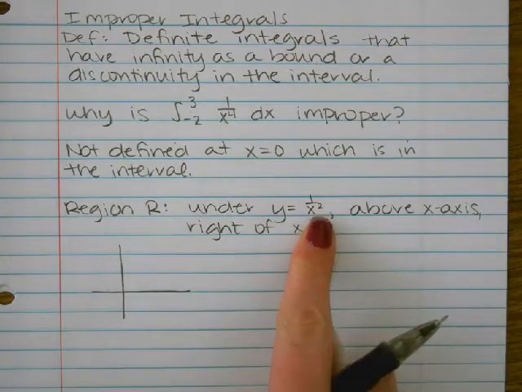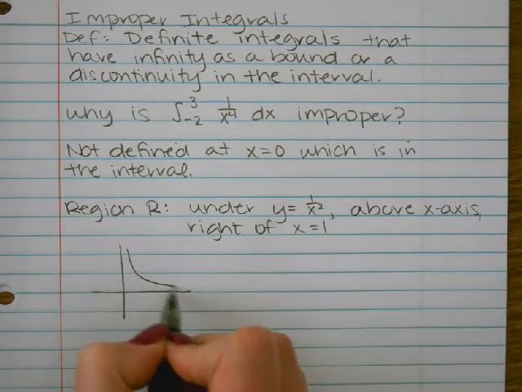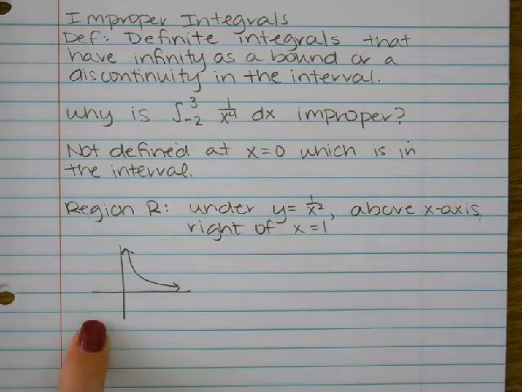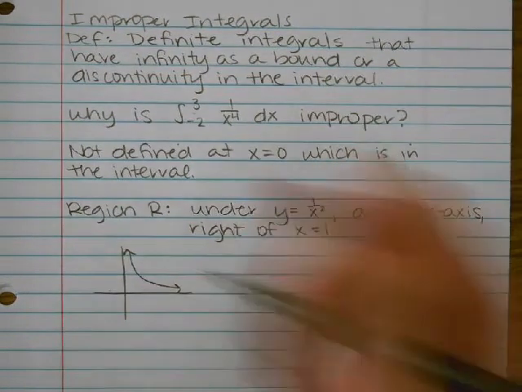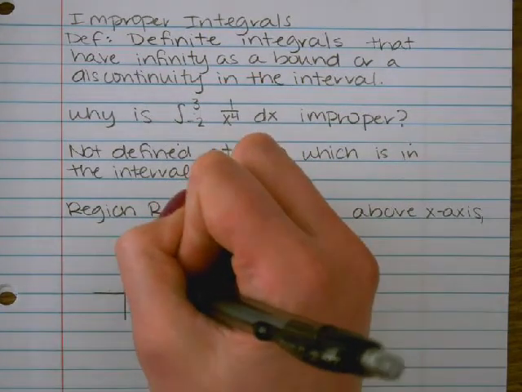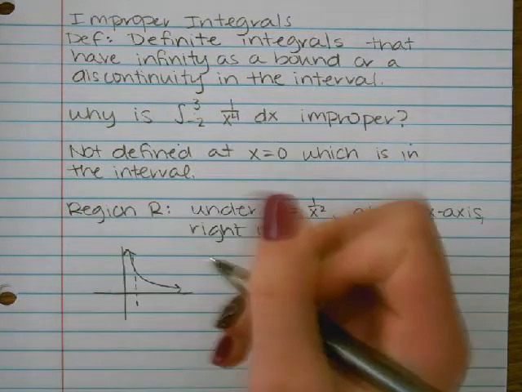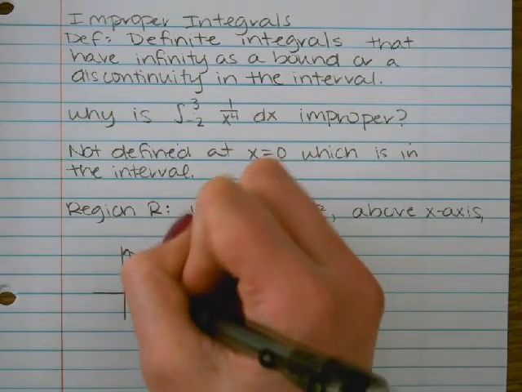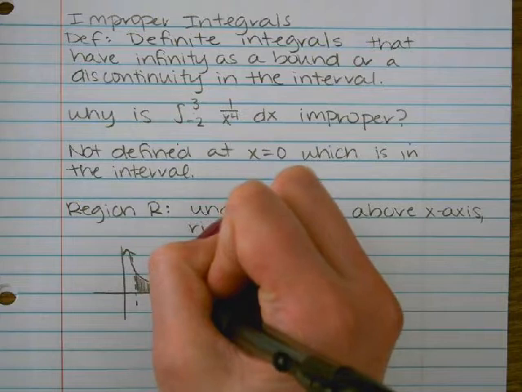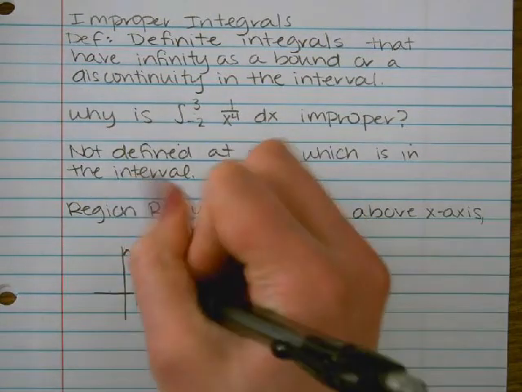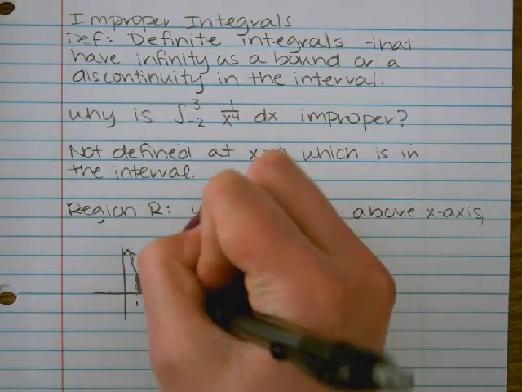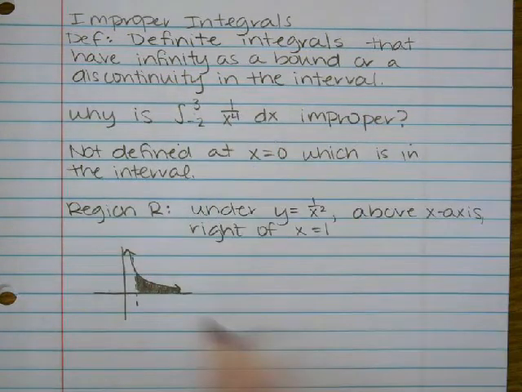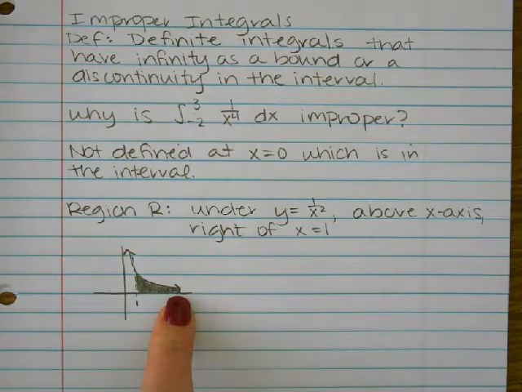1 over x squared has a curve right here, and also a curve in the third quadrant, but we're only considering this part. We're looking at the part that's above the x-axis, underneath the curve, to the right of x equals 1. So there's x equals 1 right there. We're going to shade this, and this, and this. And as you can see, that's going to go on forever, because this graph has a horizontal asymptote at 0. That curve is going to get close to 0, but never quite touch it.